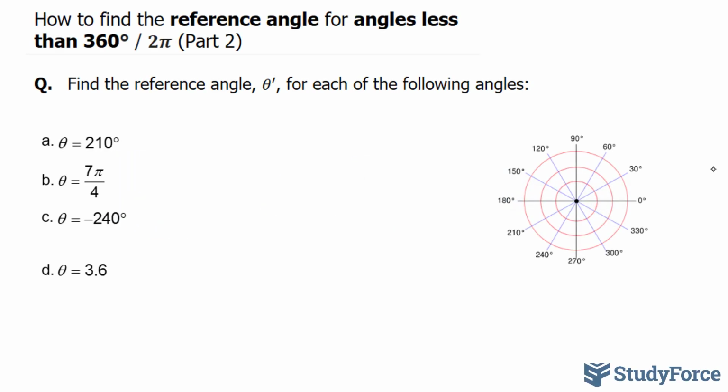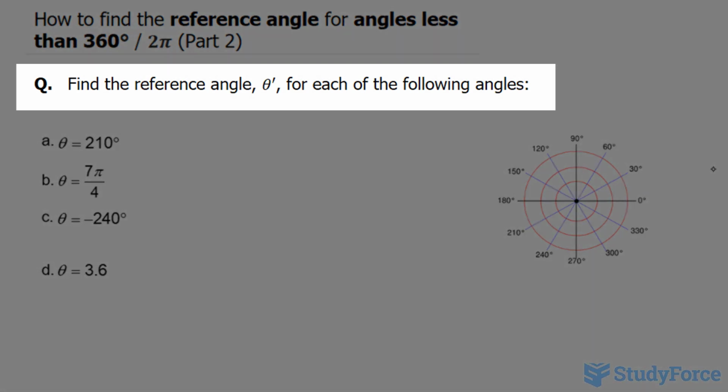In this lesson, I'll show you how to find the reference angle for angles less than 360 degrees and 2 pi. This is part 2. I've decided to make this video because in part 1 we did not have any examples that were in radians. This video contains 4 examples, 2 of which are in radians.